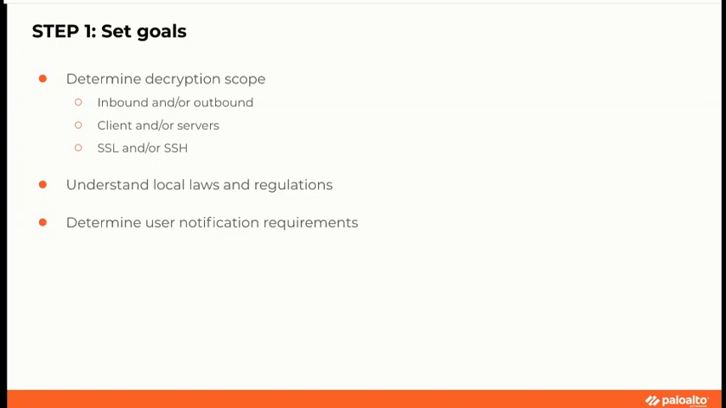Set goals. You need to plan to decrypt as much traffic that is not private or sensitive as you can, to allow Prisma Access to reduce the attack surface by exposing and preventing encrypted threats. First of all, you need to understand your local laws and regulations about the traffic you can legally decrypt and user notification requirements.